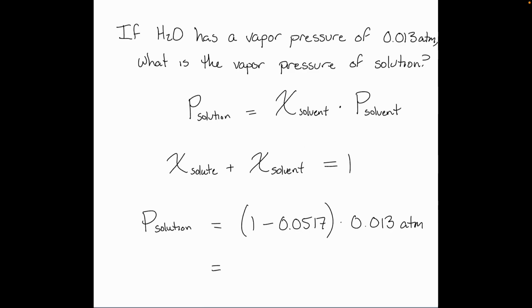So indeed, I get a littler number, 0.0123. We'll keep it at 3 sig figs. And then what should my units be? We're talking about a pressure, so atm.